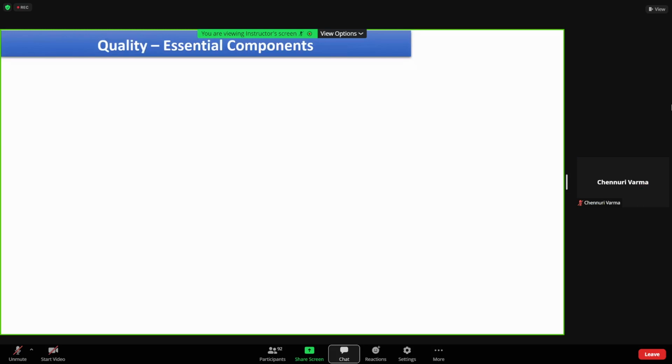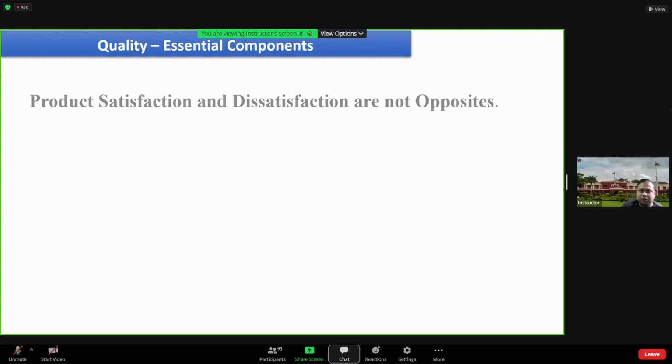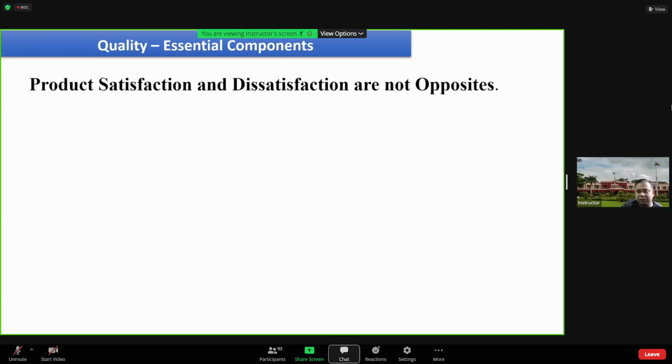Now there are certain essential components also related to quality. But before discussing the essential components, there are two terms that we use. One is product satisfaction and one is dissatisfaction. So whether product satisfaction and dissatisfaction are the same or they are opposite, what do you think about this? Anyone?